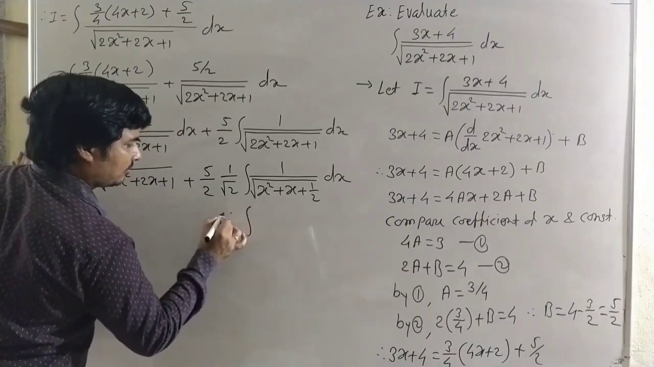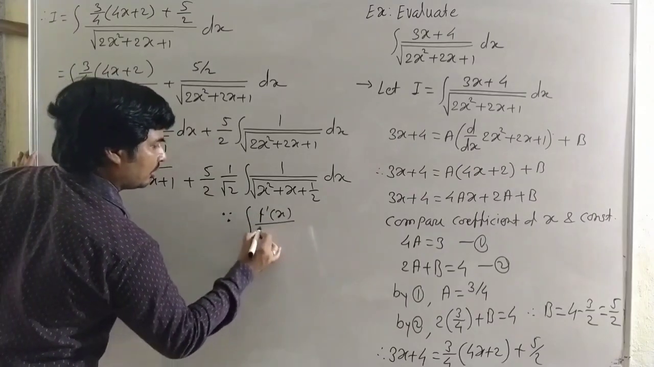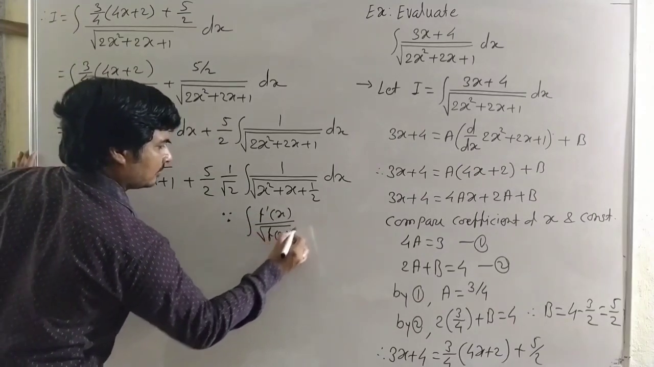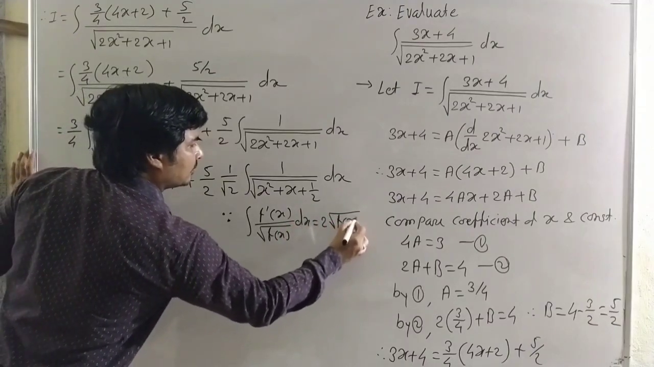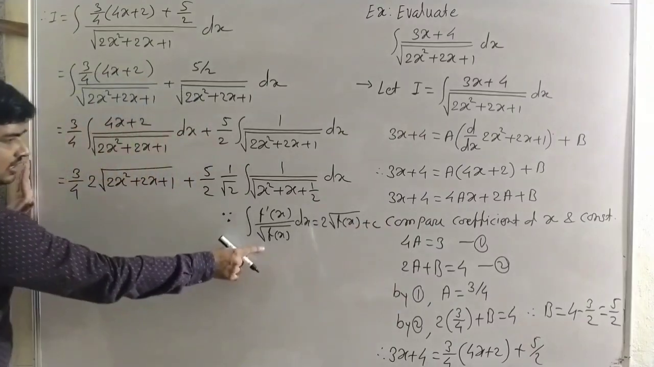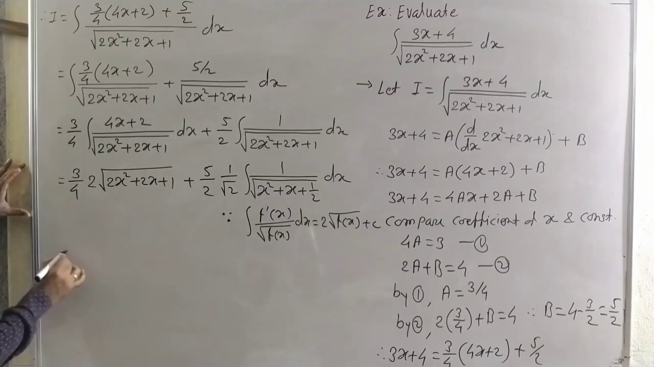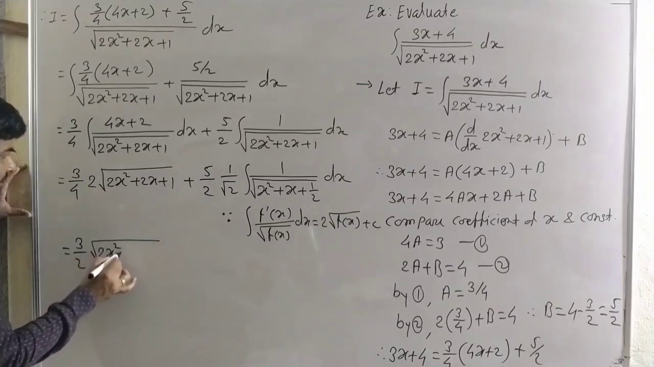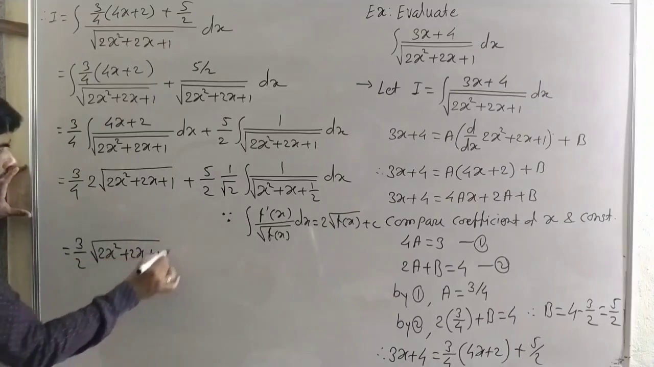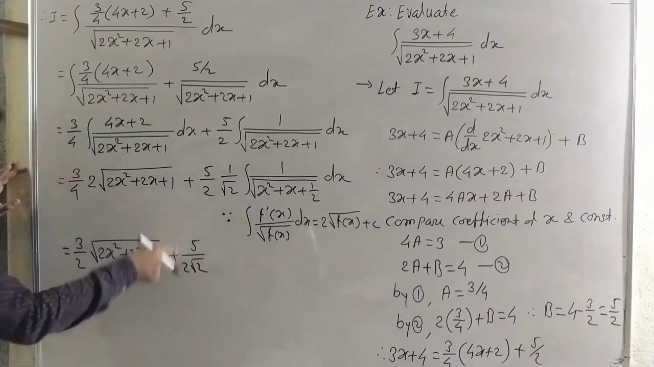Now here we can write the reason for the first integral. The integral of f dash of x upon under root f of x is equal to 2 under root f of x plus c. Here we can use this. Now these two get cancelled. We can write here 3/2 as it is into under root of 2x square plus 2x plus 1, plus 5 upon 2 under root 2.